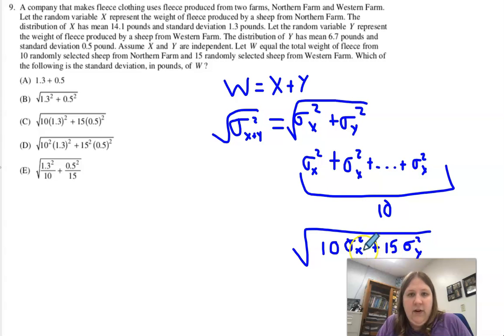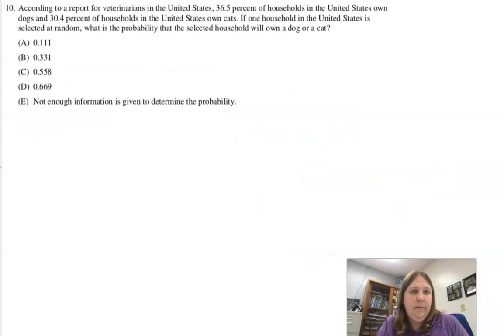Okay, so we know the variance of x and y. They give them to us as 1.3 and 0.5. So we're just plugging in 1.3 here and 0.5 here. So the one that follows that is C.